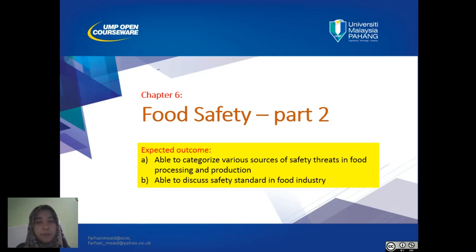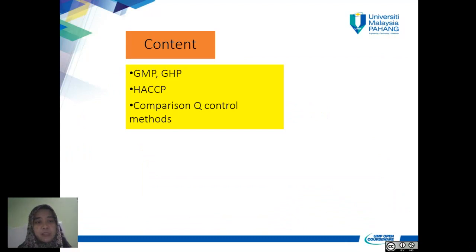Okay, in the earlier part we already covered what food safety is and what categories fall under food safety. So in this part we focus more on GMP, GHP, the HACCP in detail, and also the comparison of quality control methods.